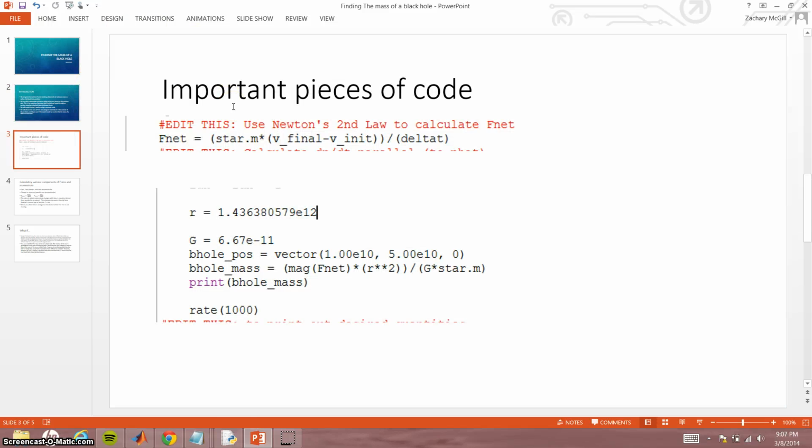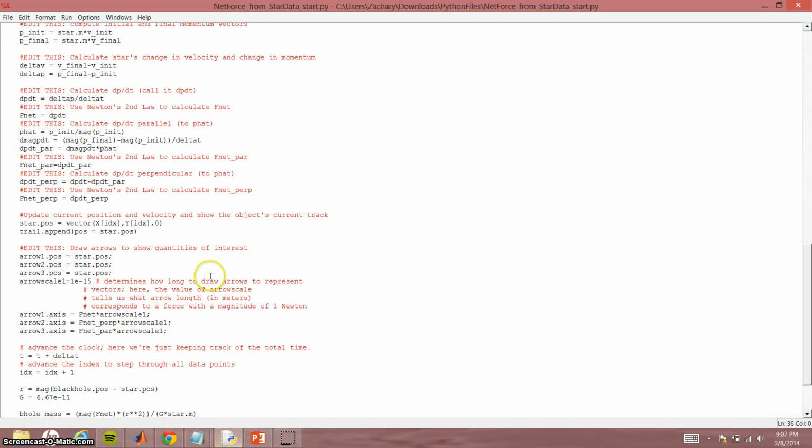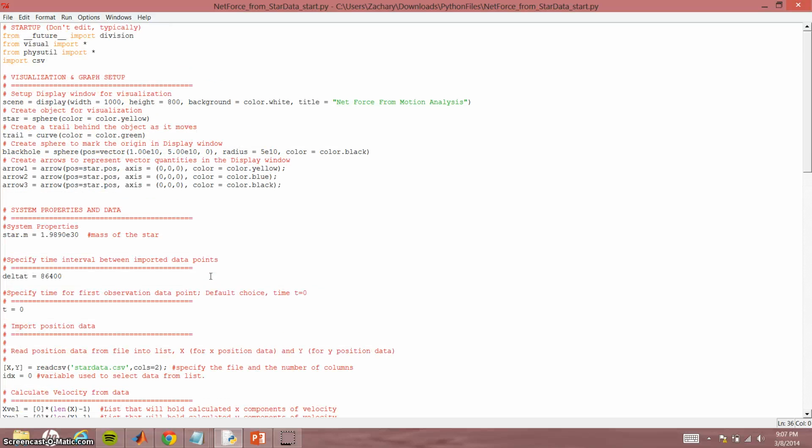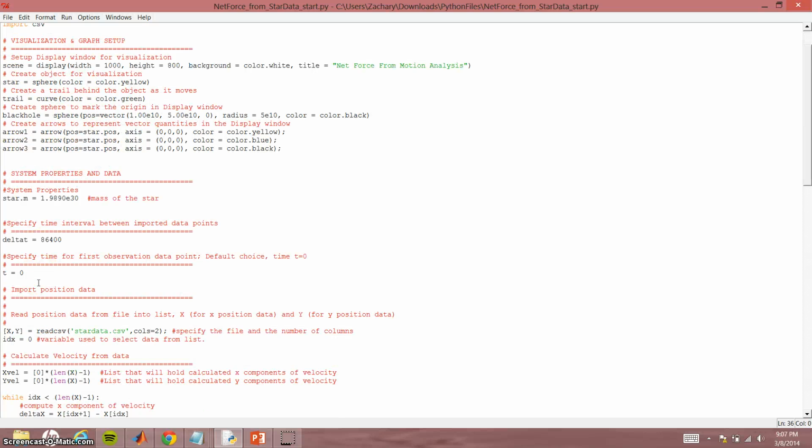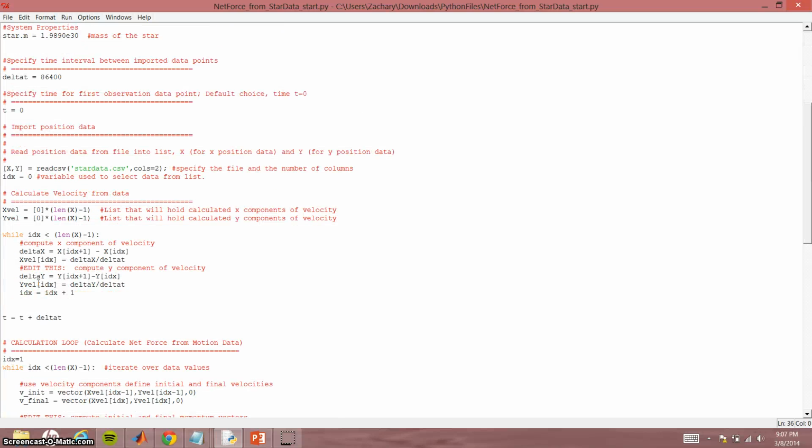So here I had a few important pieces of code, but we're going to go ahead and just look at the code in whole. So up here you have some visualization and graph settings. Nothing too important. Our star is going to be a yellow sphere. Its path is going to be modeled by a green line. The black hole itself is at this position value. The radius is kind of a guess and check to see what would look good for the graph. We have the star's mass here, as well as the change in time at each interval in seconds.